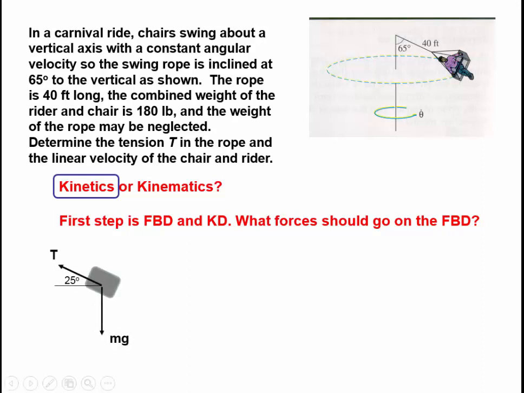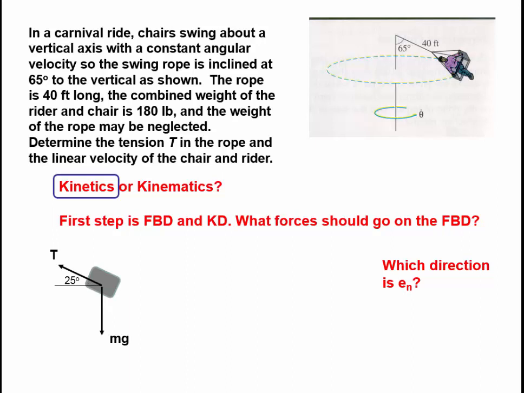Hopefully you talked about the tension in that rope or in the chain, and then also the weight of the rider and chair. So those would be our two, and we add in our dimension of 25 degrees. In which direction is E sub n? Which direction is E sub n point?